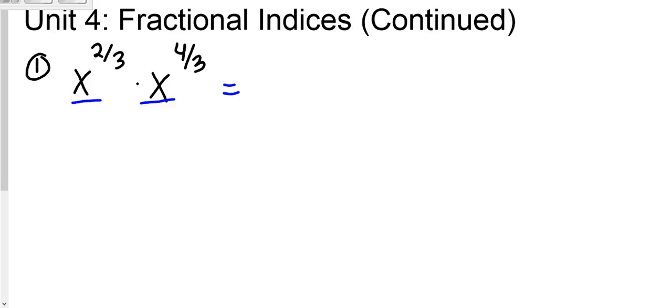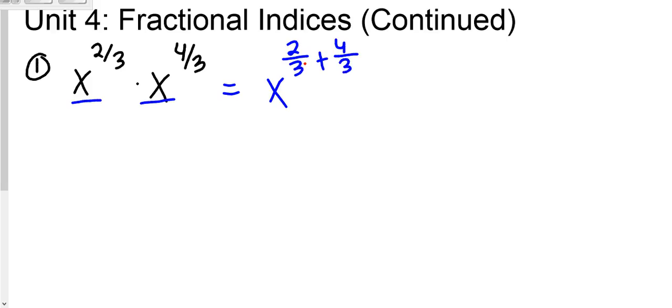Once we know what fractional indices are, we need to know how to do some operations with them. So let's work through some examples. Our first example, what happens when we multiply? So we have x to the 2/3 times x to the 4/3. When we multiply like bases, our exponent rule says that we add the exponents. So we have 2/3 plus 4/3.